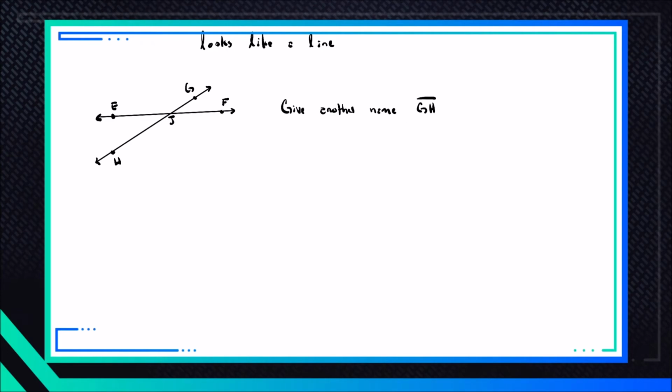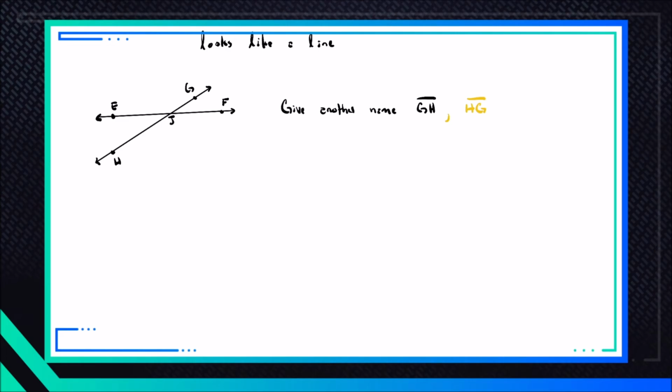So when we say GH with no arrowheads above it, we are literally talking about from G to H. We cannot use this point J right here because if we say JG, we are going to truncate from J to H. So the only other option we have here is to say HG, just reverse the order.